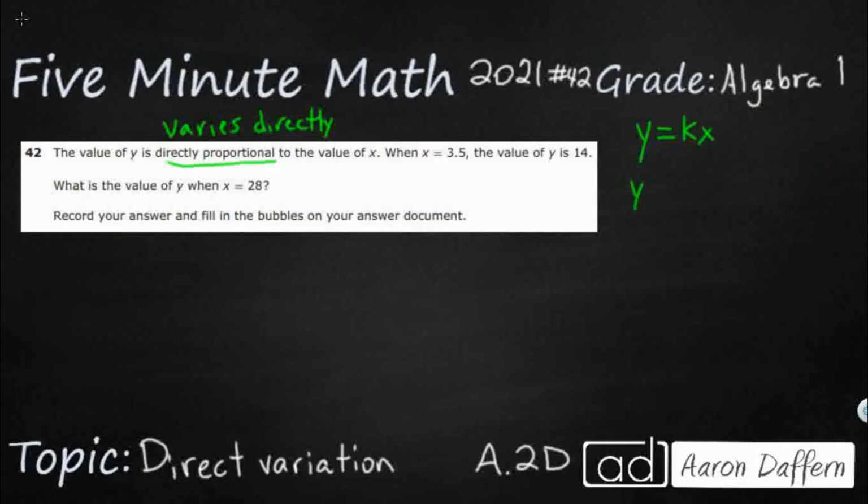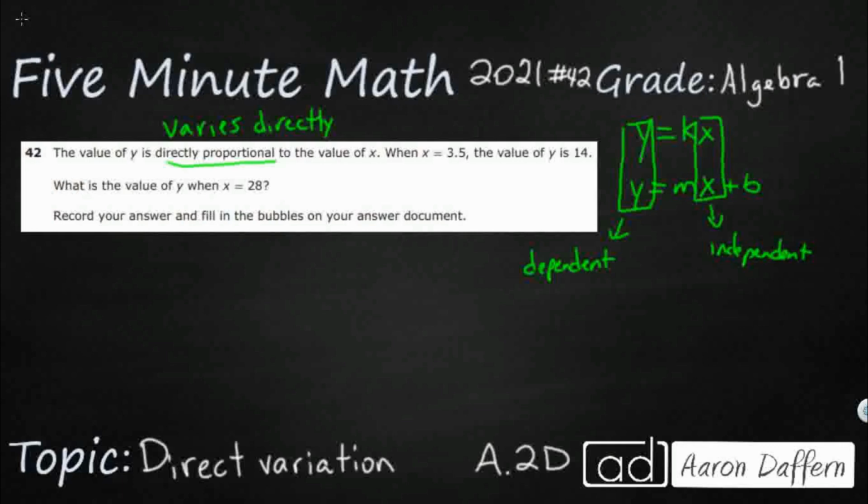You should notice that it looks very similar to y equals mx plus b. In both situations, the y is going to be our dependent variable. So what the y is depends on the x and your constant there. The x is our independent variable.